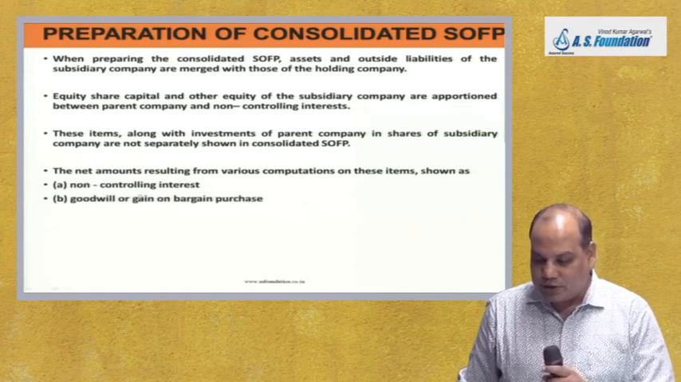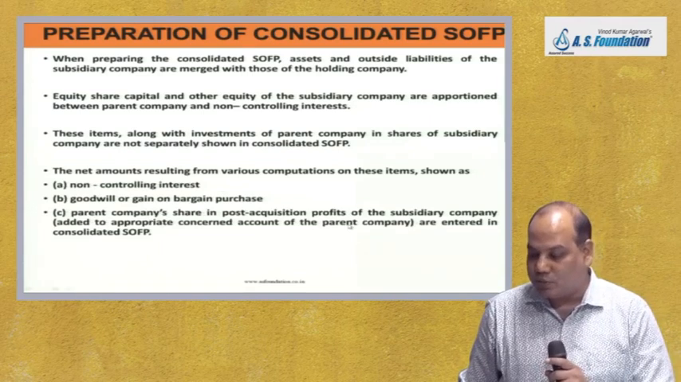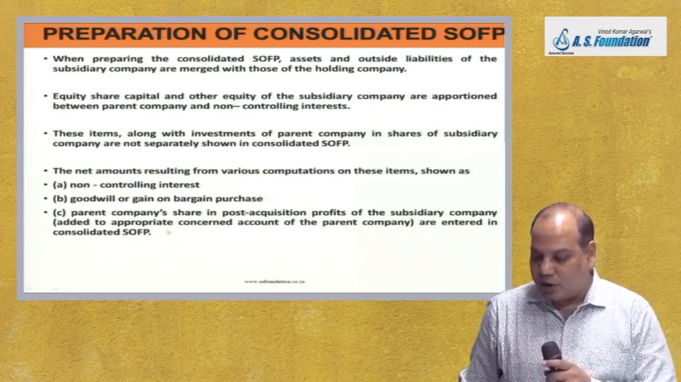One will get NCI, second will get goodwill or gain on bargain purchase, and third will get parent company share in the post acquisition profit of the subsidiary company, which will be added to the appropriate concerned account of the parent company. What is appropriate account?